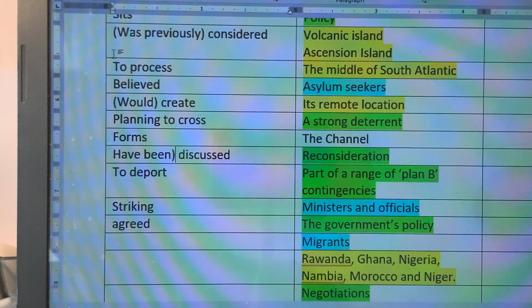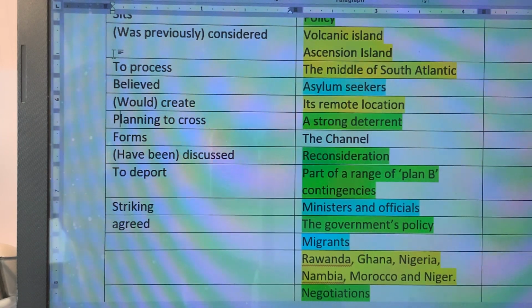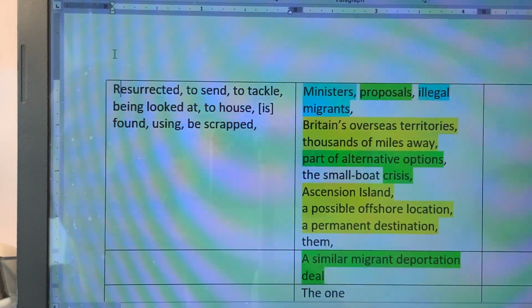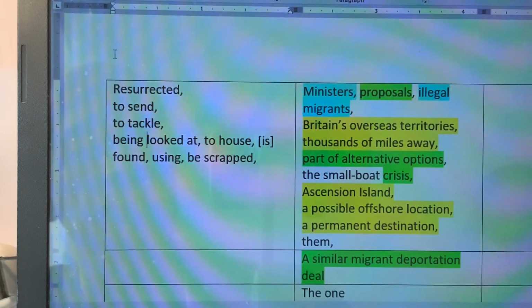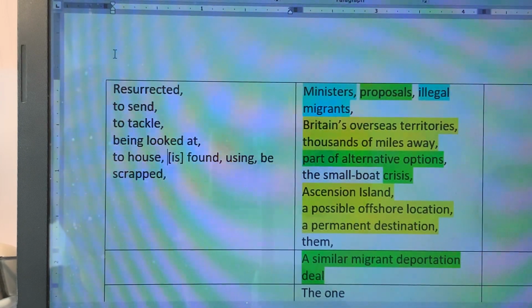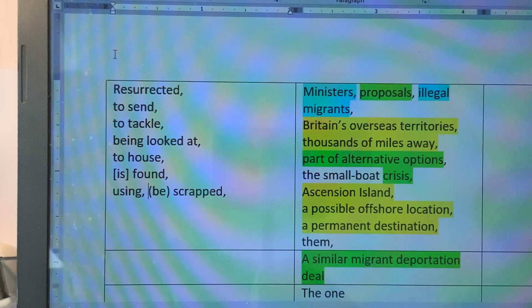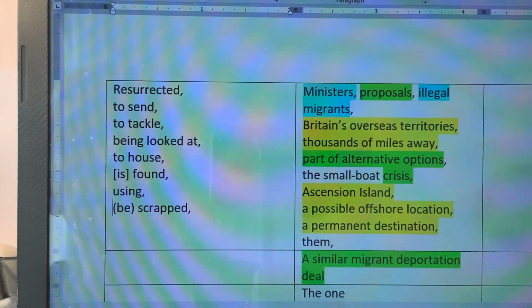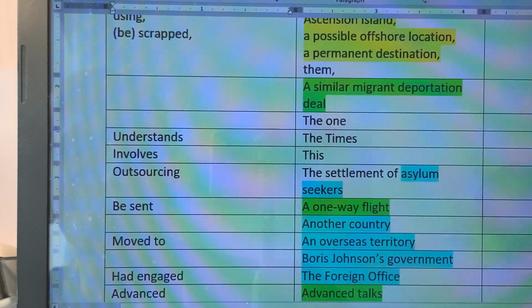We are only looking at the actual main verb, like discussed, forms, planning, the ing form, to deport, striking, agreed. These are verbs. Resurrected, to send, to tackle. All of these are taken from the actual story: to house, is found, using, be scrapped. Be is not included. All of these are from the story, so go back to the previous video to see this and to follow this. So more verbs: understands, involves, outsourcing, be sent.